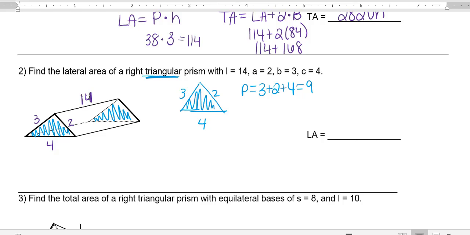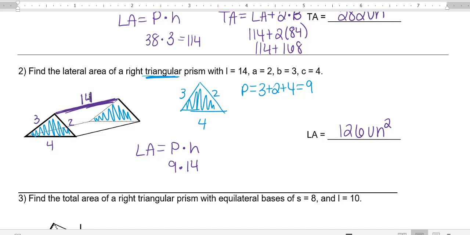I'm going to pause for the area because we won't need that area of the base for the TA. Because with our LA formula, we just need our perimeter times the height. We found our perimeter of the base, which is 9. Our height goes from base to base, that lateral edge, and that height would be 14. Multiply those together, we get 126 units squared, just to find the LA. TA, we don't have to take it any further.